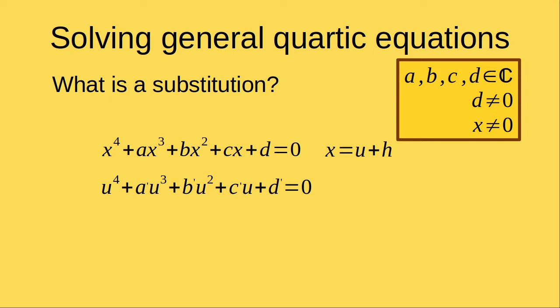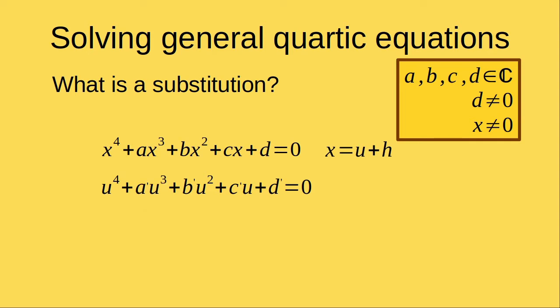As said, the coefficients of our equation in u depend on h. For example, a prime is equal to 4h plus a. If we were to choose h as minus a over 4, a prime would become 0 and the cubic term would disappear. This is known as the linear Tschirnhaus transformation.